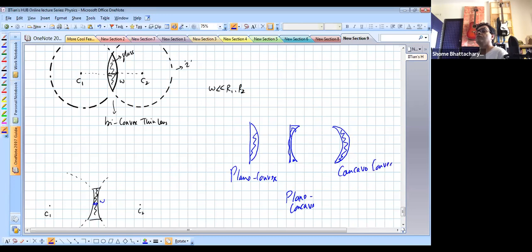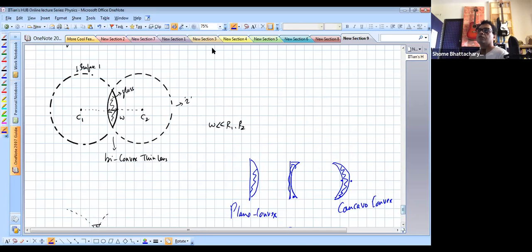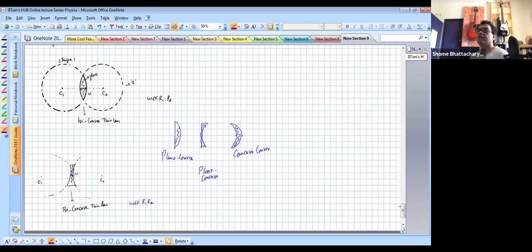But in all of these, we are always applying the condition for thin lenses that this pole to pole width has to be very small compared to the individual radii of curvature of each surface. So this is that definition and geometry of the different types of lenses.